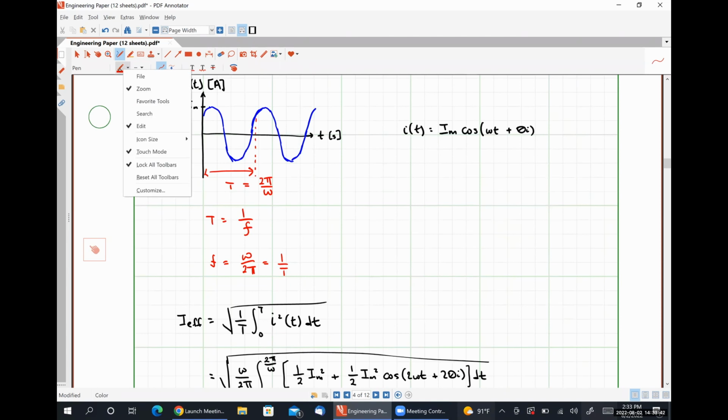Okay. So effectively, my cosine squared term is going to look something like this.